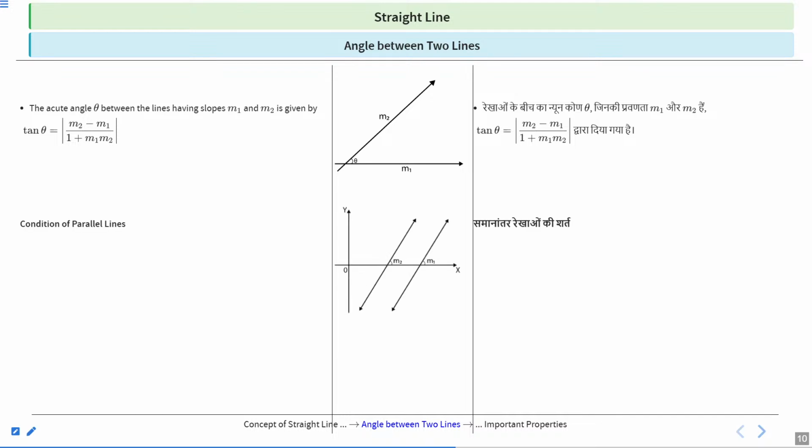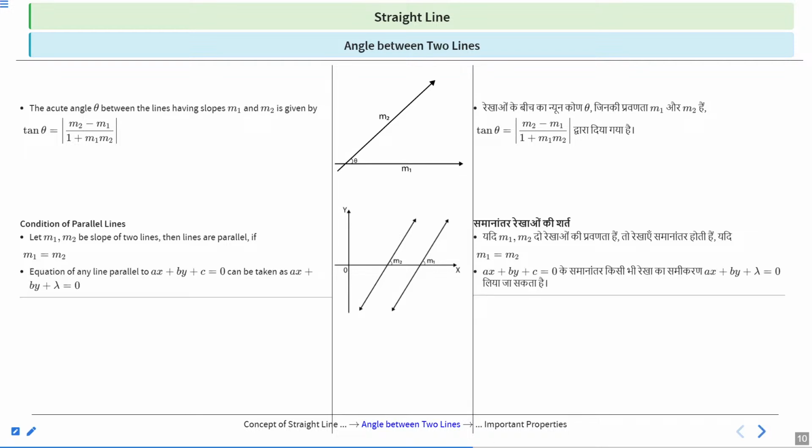So now, the condition of parallel lines. If two lines are given having slopes m1 and m2, they will be parallel. Let m1 and m2 be the slopes of two lines, then the lines are parallel if m1 is equal to m2. Clear? Lines will be parallel if m1 is equal to m2. Got it?